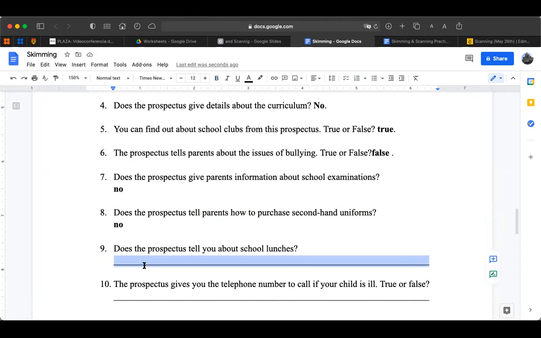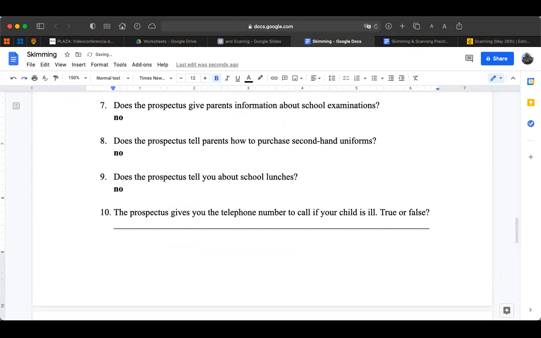Does it tell you about school lunches? Yeah, it doesn't, it talks about something else about uniforms, but it doesn't give you information about secondhand uniforms. So no, it doesn't say anything about lunches. Very good. What happened? Okay.